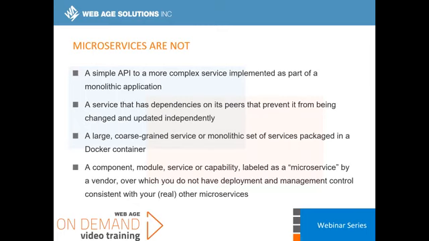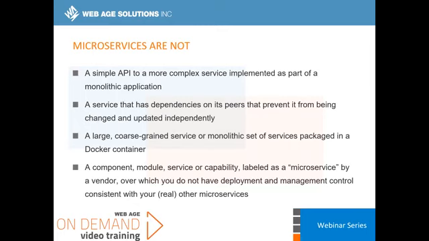It's not a service that has dependencies on its peers that prevent it from being changed and updated independently. What does that mean? Well, that means I can plug and unplug a microservice at will, and as long as the API doesn't change, the updating of those can happen independently. Now, there are some exceptions to that, and we'll cover some of those when we go through the mappings that we do in DDD, and you'll see how that applies to the microservices as well.